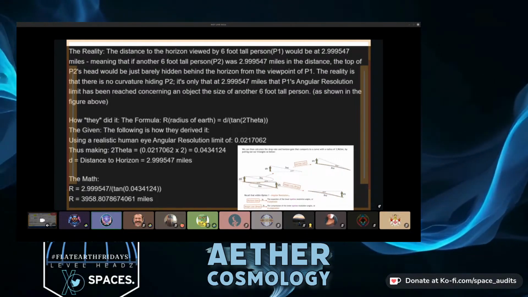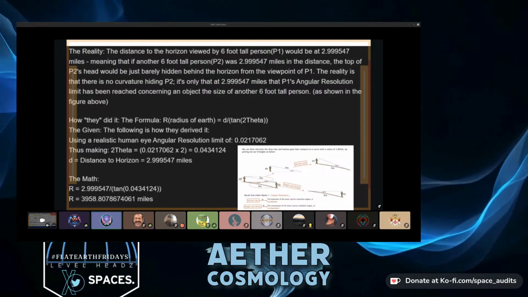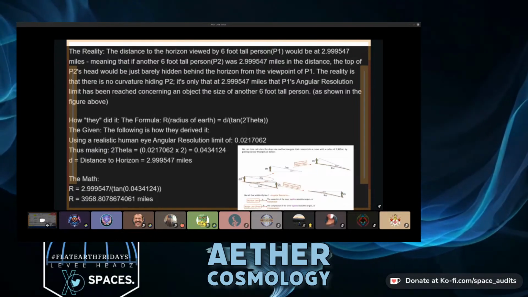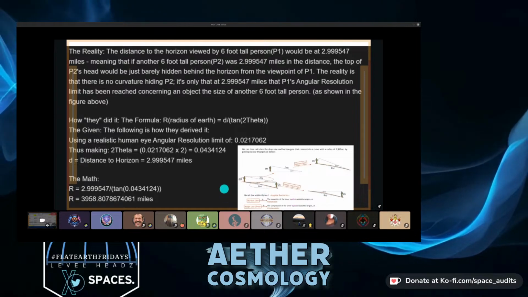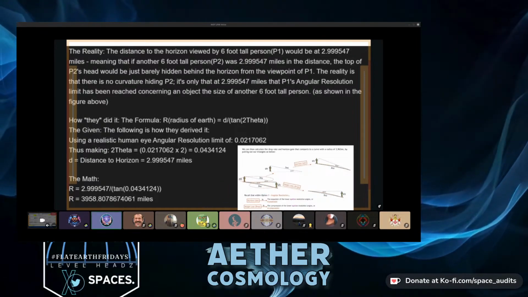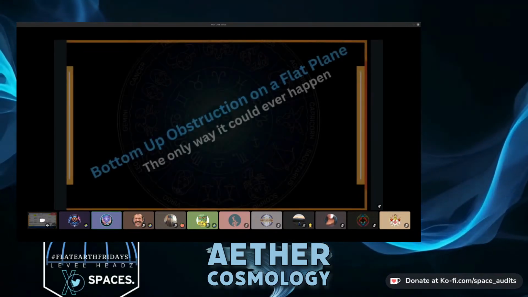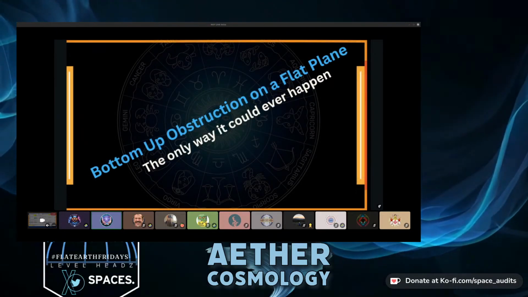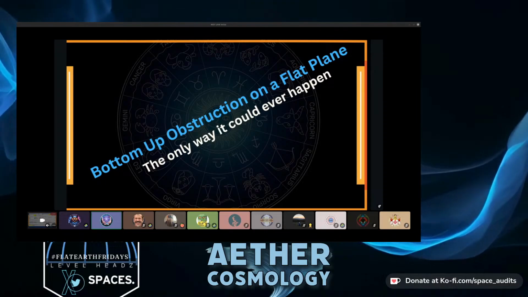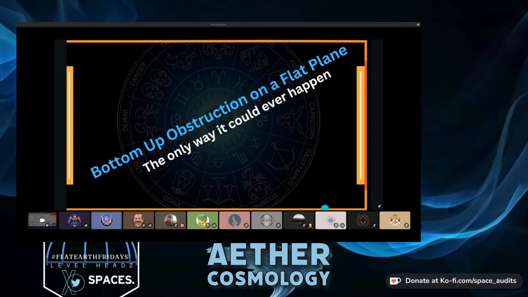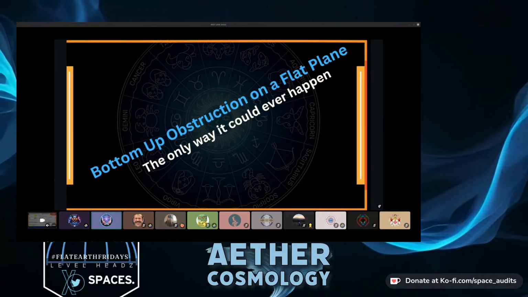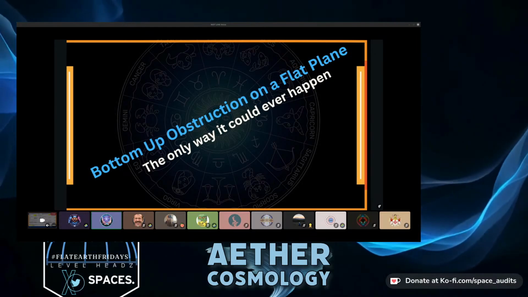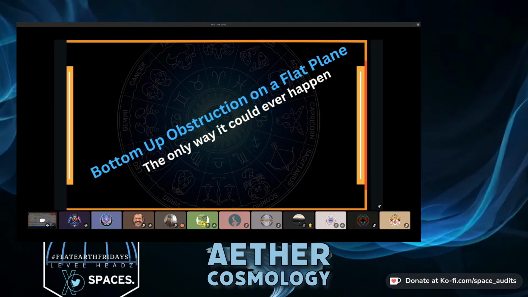Because the next part's a little bit dense. All right, cool. So it's just the good old bottom-up obstruction. Our friend should be imbibed, should be argued for, should be merrily taken on. This is now going to be ours. Right. So does Earth curve exist? Hell no.